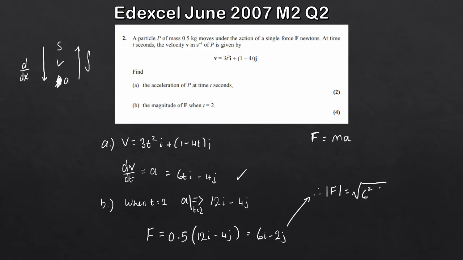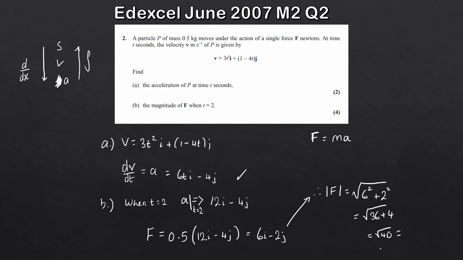That's the same as doing 6 squared. This would be plus minus 2 squared, but it's just the same as doing plus 2 squared. That'll give us root 36 plus 4 here. 2 squared is 4, so that gives us root 40 here.